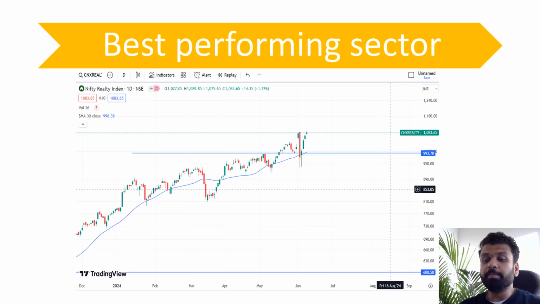So now coming to the best performing sector today, it was the real estate sector, that was up close to 1.5%. If you look at the chart also, it is now near the all-time high that it ever hit, around that 1083 mark. Chances are it can still move up higher because it has not really given us a bearish candle on a daily chart. So until and unless that happens, it looks like this rally can still continue.